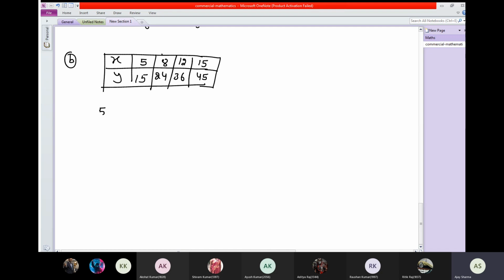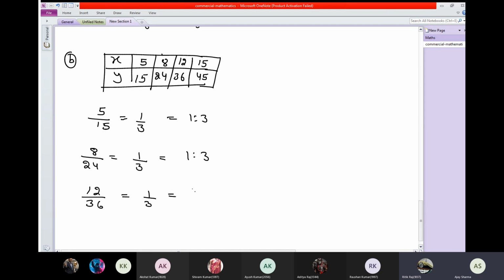Now find the ratio. First one, 5 by 15, what will be the ratio? 1 by 3, or 1 to 3. Next one, 8 by 24, what is it equal to? It is also equal to 1 by 3. Now 12 by 36, it's also the same, 1 by 3. Next one, 15 by 45, it's also 1 by 3, 1 to 3.